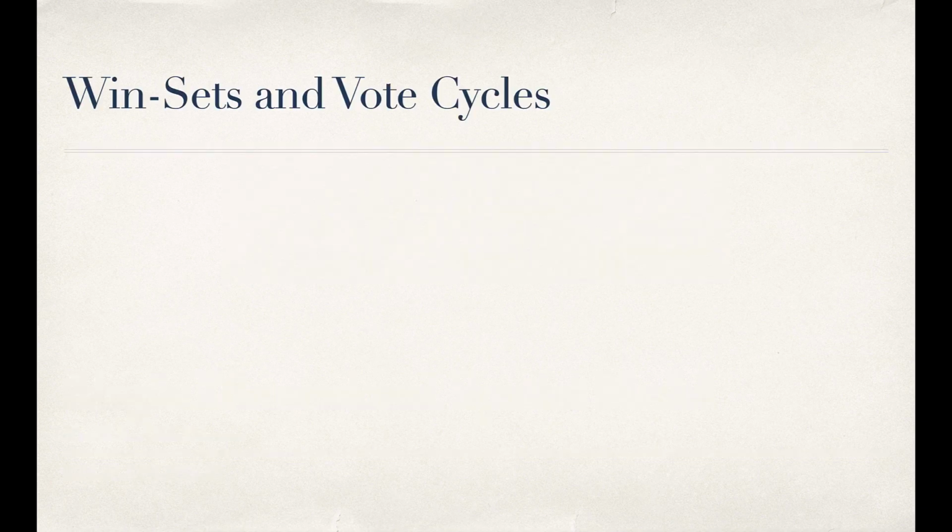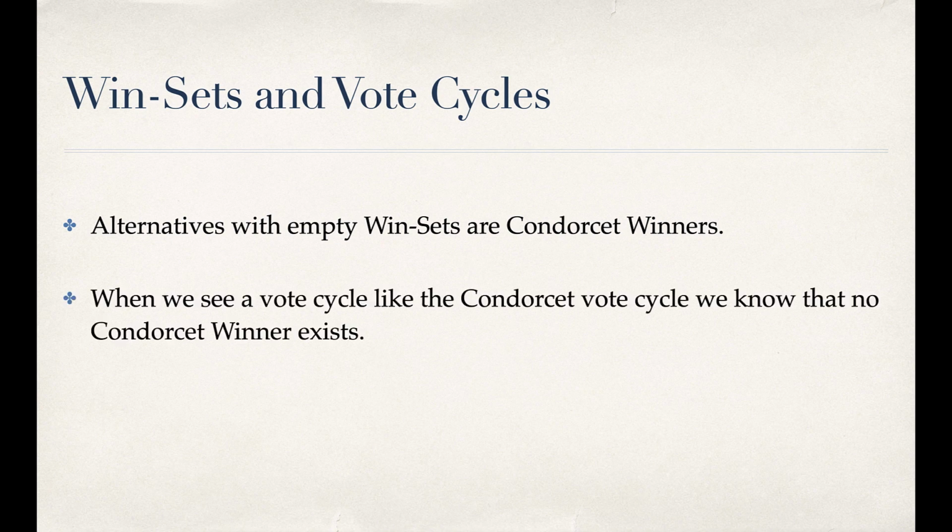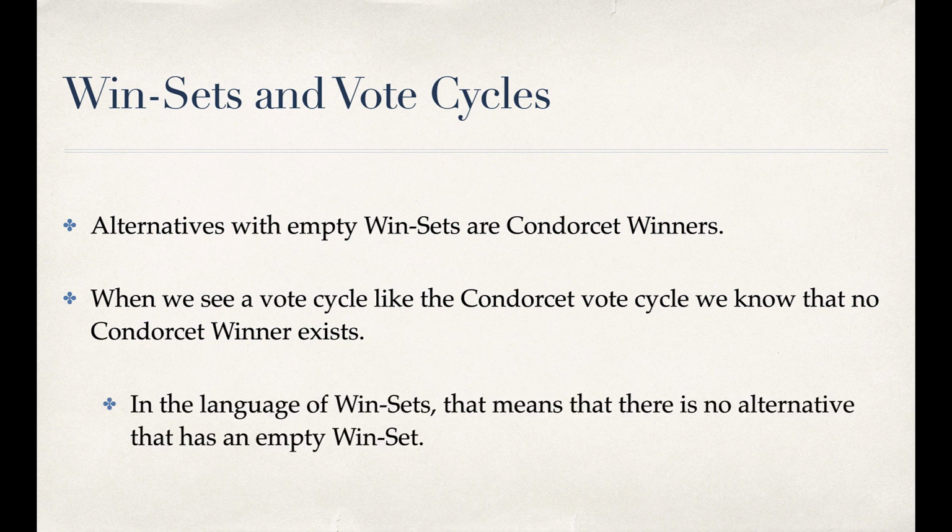So, win sets and vote cycles. All right, alternatives with an empty win set, majority rule win set, are Condorcet winners. So if an alternative has an empty majority rule win set, it is a Condorcet winner. When we see a vote cycle, like a Condorcet vote cycle, we know that it's a situation where no Condorcet winner exists. In the language of win sets, that means there's no alternative in the space that has an empty win set.